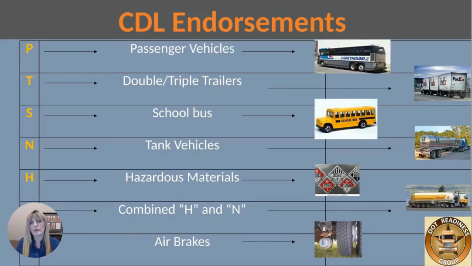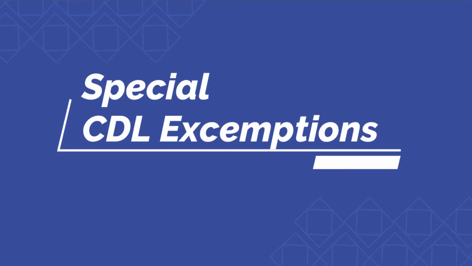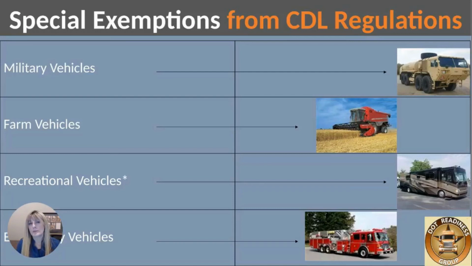So just make sure that you don't just assume because they have a Class A CDL that they can now drive a tractor trailer with air brakes. If they have that air brake restriction, make sure that you're verifying, or they just can't drive the vehicle if it has air brakes. So let's talk about the exemptions. There are some CDL exemptions for different vehicles. Like military vehicles, you don't have to have a CDL for that.